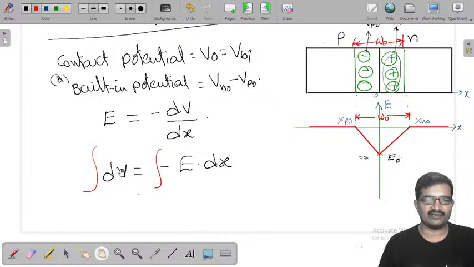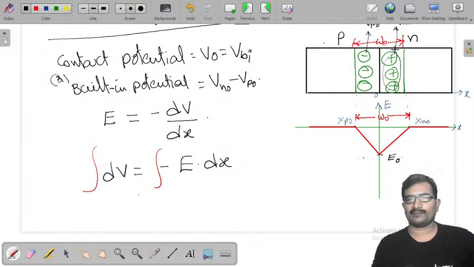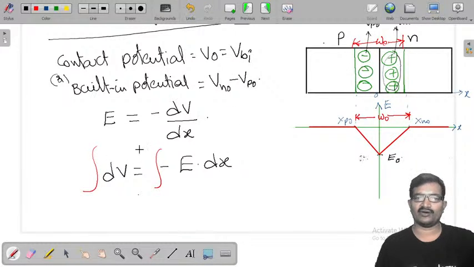Now it is a dV, so the limits should be in terms of voltage, and it is a dx, so the limits should be in terms of distance x. You can go either from P side to N side or N side to P side. In both cases you have to follow the same direction. Now I am moving from P to N.